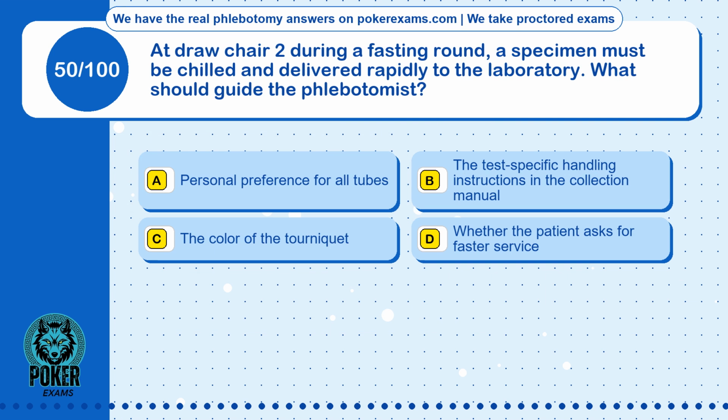Question 50. At draw chair 2 during a fasting round, a specimen must be chilled and delivered rapidly to the laboratory. What should guide the phlebotomist? Option A, personal preference for all tubes. Option B, the test-specific handling instructions in the collection manual. Option C, the color of the tourniquet. Option D, whether the patient asks for faster service.